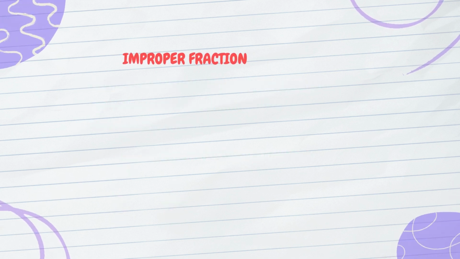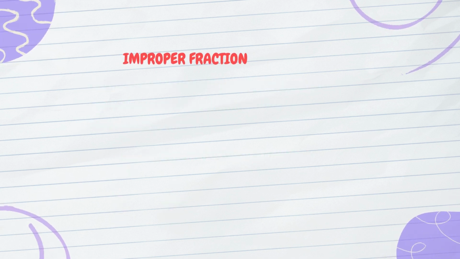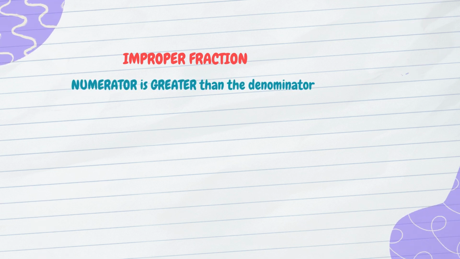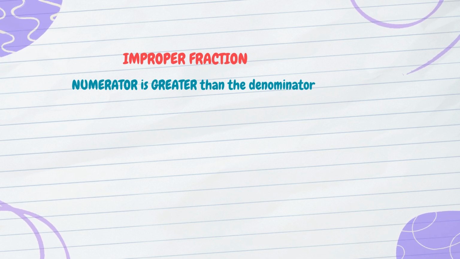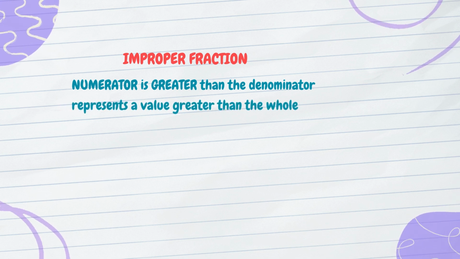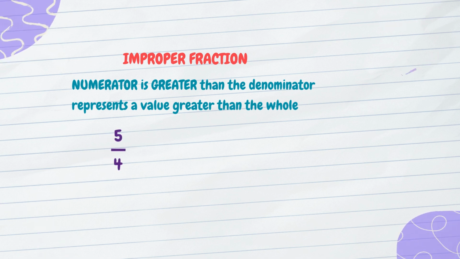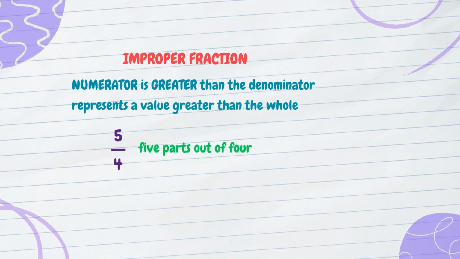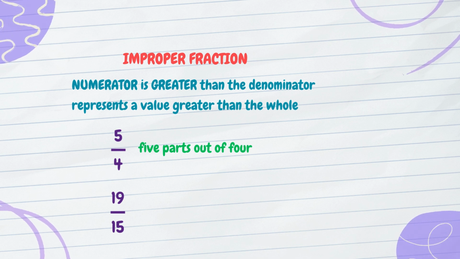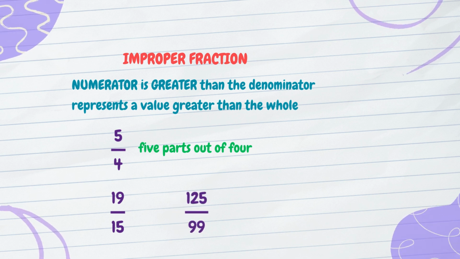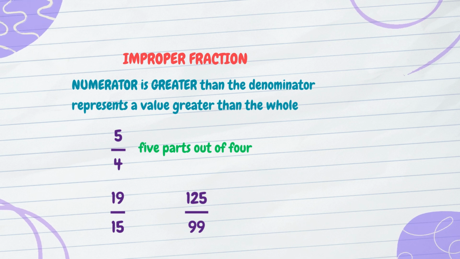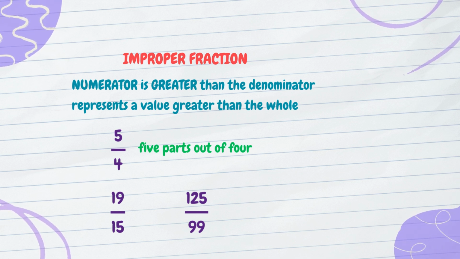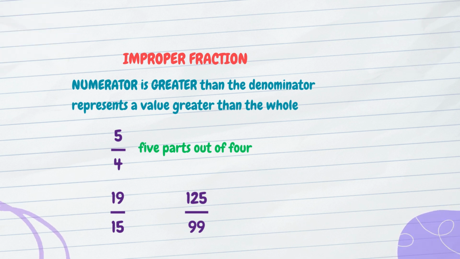Next, improper fractions. An improper fraction is a fraction with a numerator that is greater than the denominator. This means the fraction represents a value greater than the whole. For example, 5 over 4 represents 5 parts out of 4. 19 over 15 and 125 over 99 are other examples. Improper fractions are often used in situations like measuring or recipes, where the quantity can exceed a single unit.